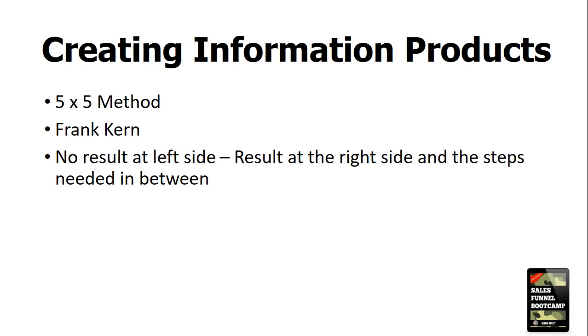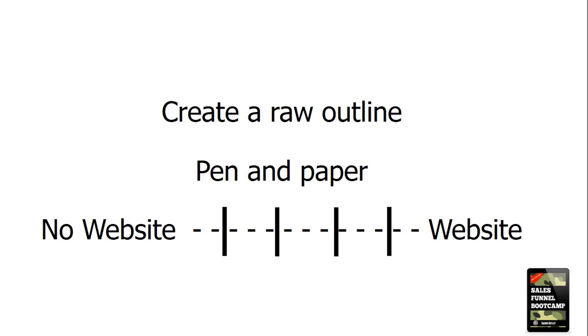I know it sounds a little weird, but let's use pictures just so it's even clear. So if we take a look, we're going to create our raw outline. We've got our pen and paper. We turn it sideways. So let's say that I was going to do a product showing someone how to create a website. So on the one side, I've got no website, and on the other side, they've got an up and running, fully functional website. And then I just put in 4 or 5 steps in between for everything that they need to do. Each one of those steps, put what's required to get them from no website to a website, and then I just kind of fill in the rest.